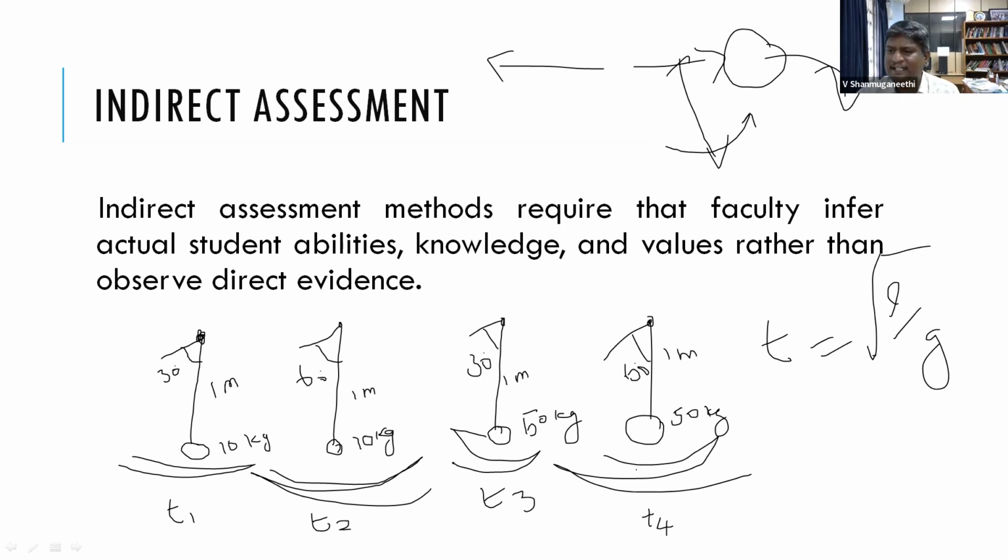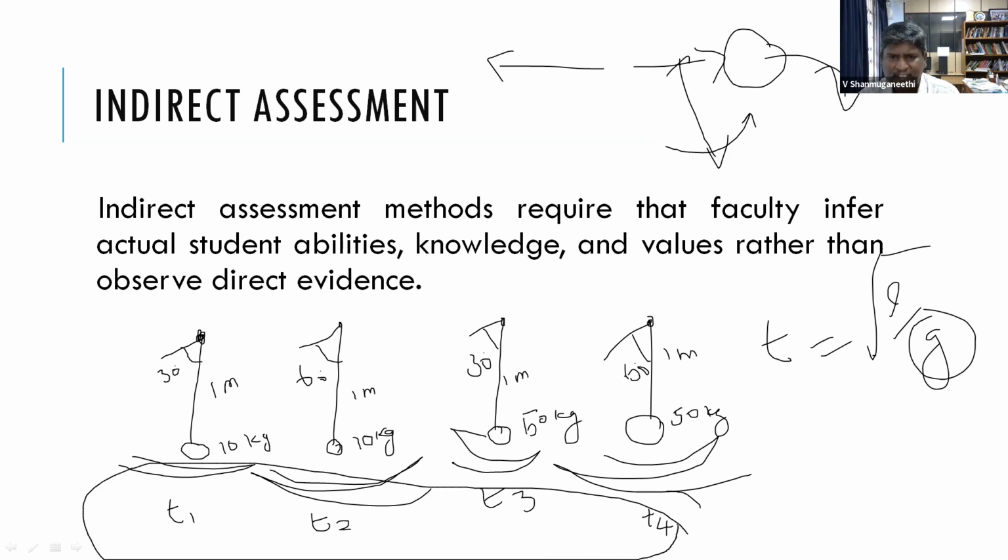Here L is nothing but the length of the rope and G is the gravity. Gravity is always the same. If I change the length of the rope, then only the time value will change. Otherwise, it will not change. So how is it happening?